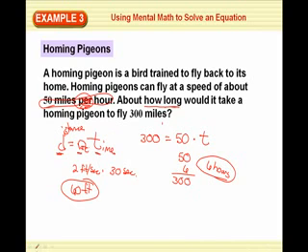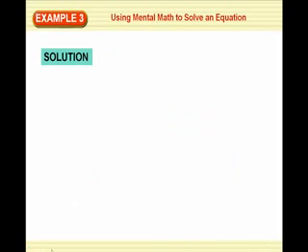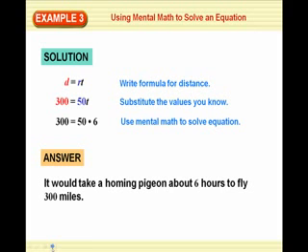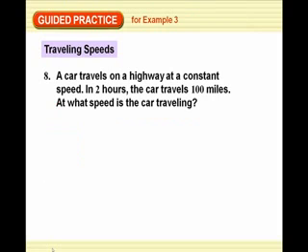So let's see what the next slide has for us. Oh, let's see how they solved it. They wrote the distance formula. They substituted in the values they knew, the 300 and the 50. And again, there's the mental math. So it would take a homing pigeon about 6 hours to fly 300 miles.